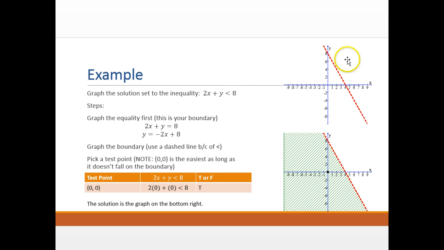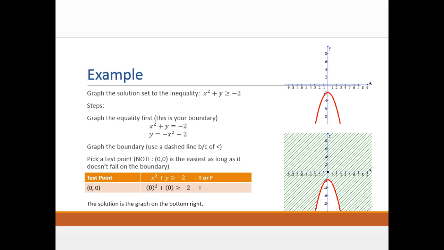So here's my boundary. Now I've got to pick a test point. In all honesty, the easiest test point to always pick is (0, 0), as long as it's not on the boundary. In this case, (0, 0) is not on the boundary. So I'm going to take my test point (0, 0) and plug it into 2x plus y is less than 8. So 2 times 0 plus 0 is less than 8. Is 0 less than 8? Yes, that's a true statement. So I'm going to shade the side of the plane that the test point is on, and notice I shaded down and to the left of the line.